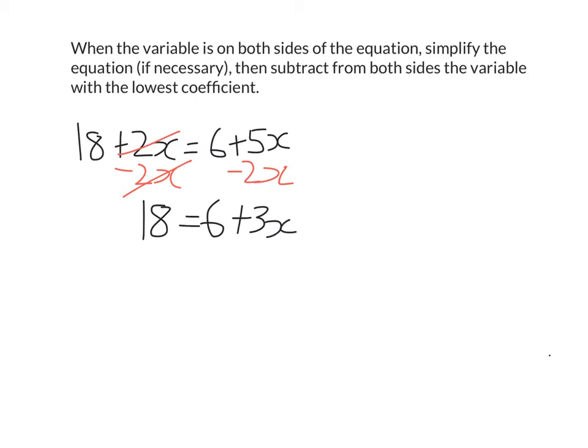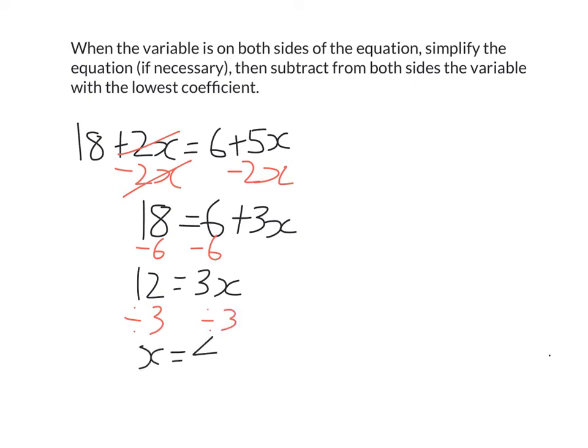So I can just use exactly what I did, the steps on the previous slide. I'm going to first subtract 6 from both sides, and I get 12 equals 3x. And then I'm going to undo timesing by 3 by dividing by 3, and I get x equals 4.